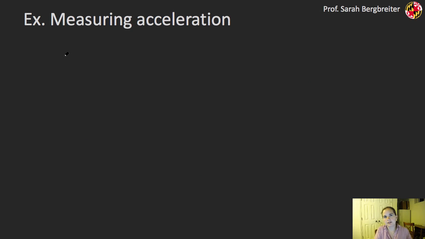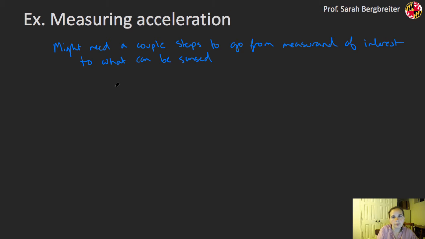Now, an added complexity to this: if I try to measure something like acceleration, it's really hard to measure acceleration directly. So I might need a couple of steps to go from the measurand of interest, in this case acceleration, to what I can actually sense. In our acceleration example, we might be interested in measuring an acceleration in something like meters per second squared.